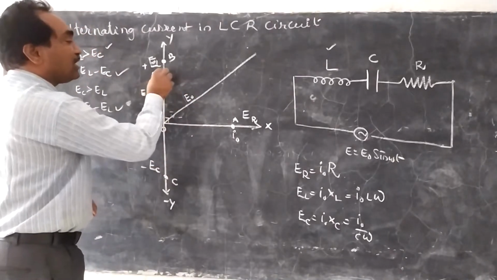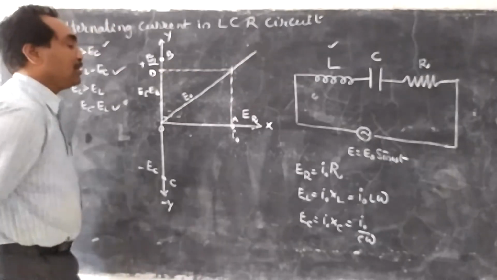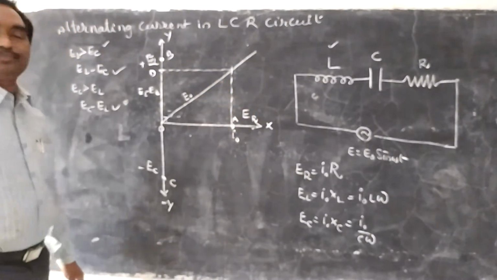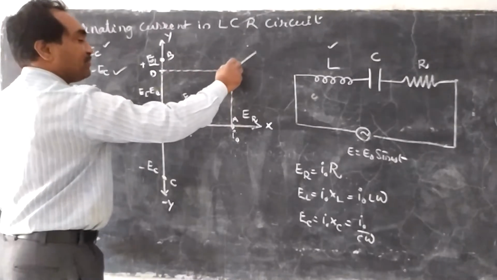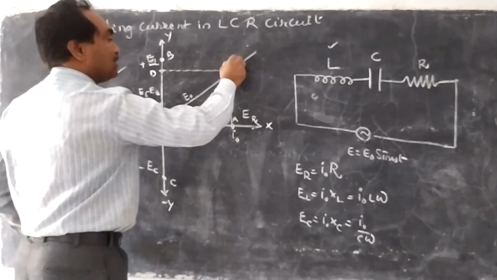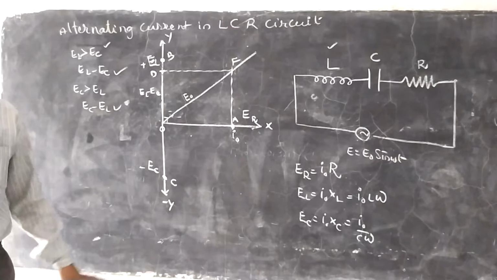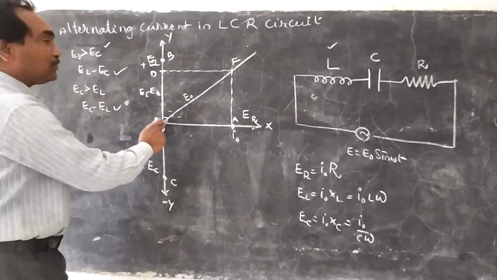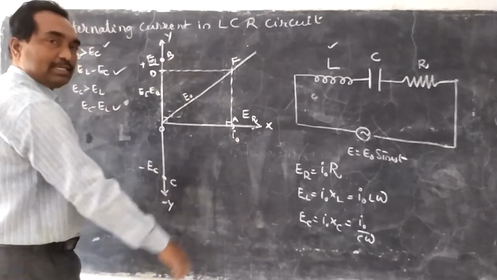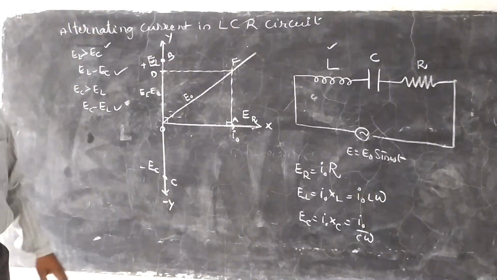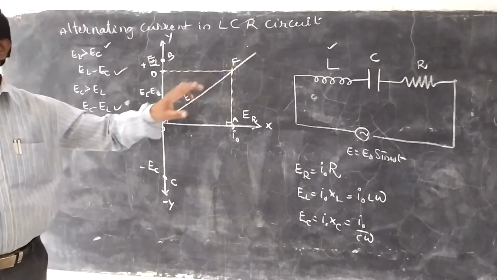For this case, I draw a normal here and one more normal along this direction, because OA represents the ER. If this point is taken as F, then OF represents the resultant voltage E naught. In this right angle triangle OAF, where there is 90 degrees, by using Pythagoras theorem, OF square is equal to OA square plus AF square.